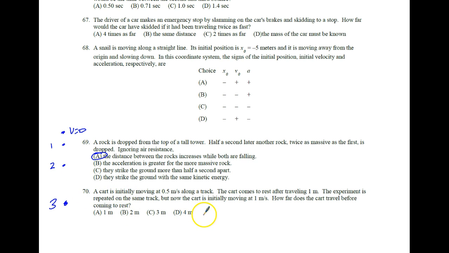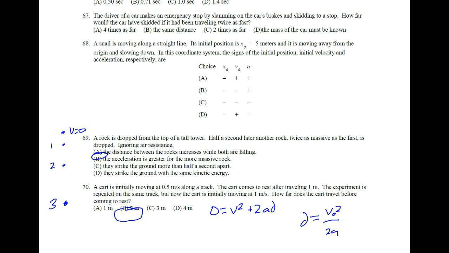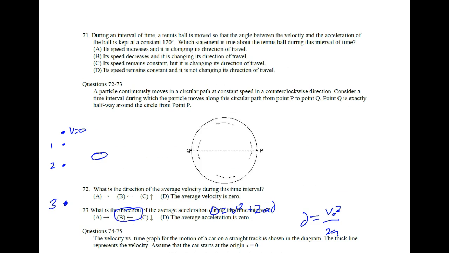For number 70, your answer should be letter B, because we know your final speed is 0. Your original speed squared plus 2ad is the equation you'll use, which means your distance is equal to your original speed squared all over 2a. So for number 70, your answer should be letter B, and it's initially moving at 1 meter per second. So that's number 70. Let's go ahead and take a look at the next one, number 71.